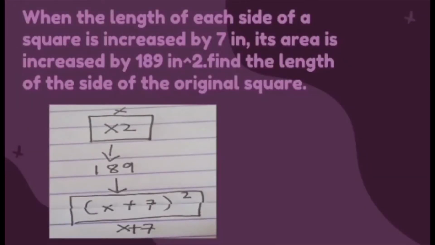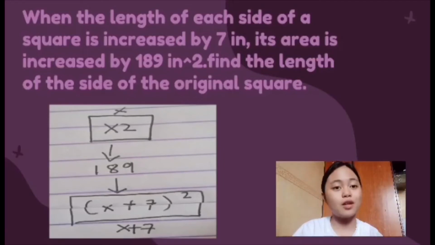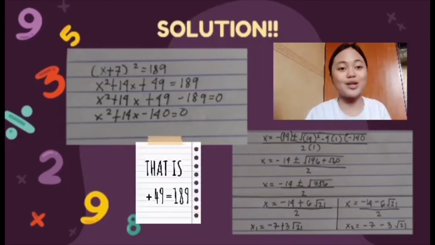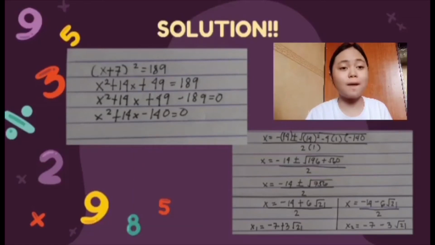When the length of each side of a square is increased by 7 in, its area is increased by 189 inch squared. Find the length of the side of the original square. So as you can see, we have now our given here in this illustration. So here, our first step is to expand the expression. Then we subtract 49 minus 189, so it will be x squared plus 14x minus 140 is equal to 0.